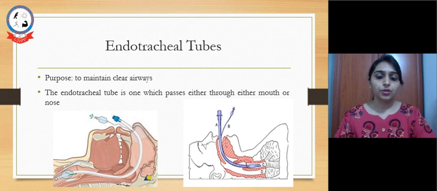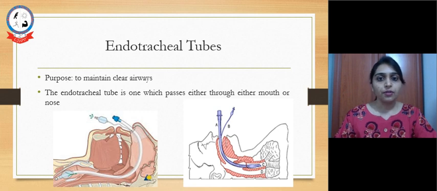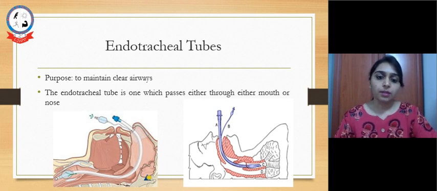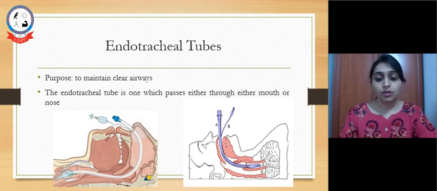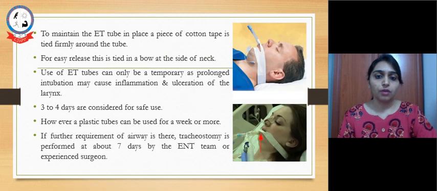Endotracheal tubes are the next step. If the patient is not able to maintain a patent airway, then an endotracheal tube is inserted, and the benefit of an endotracheal tube over an oropharyngeal airway is that we can also attach a ventilator along with this tube. It can be passed either through the mouth or through the nose. These endotracheal tubes are also available in cuffed and uncuffed forms.